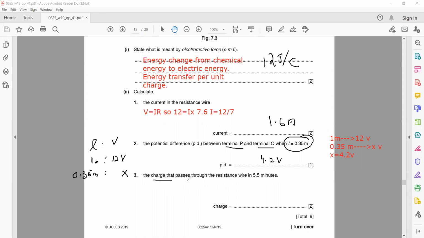The charge that passes through a resistance in 5.5 minutes. Whenever you are using time, it should always be in seconds. So you have to convert these 5.5 minutes into seconds. Current is charge divided by time, or charge is current multiplied by time. Current is I, and time we normally write as small t, because capital T is normally for time period. So when you multiply, it will be 528 coulombs.